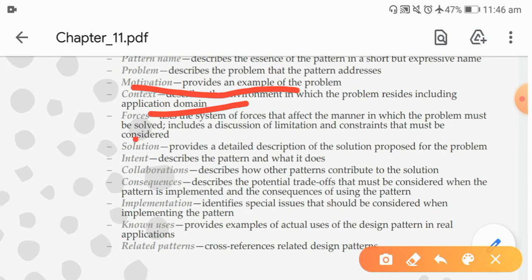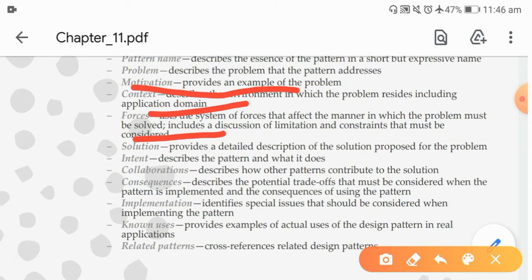Now next, what are the forces then? List the system of forces that affect the manner in which the problem must be solved, including a decision of limitations and constraints that must be considered. That is, you should have to enter your valid PIN for all your problems or for your transactions.